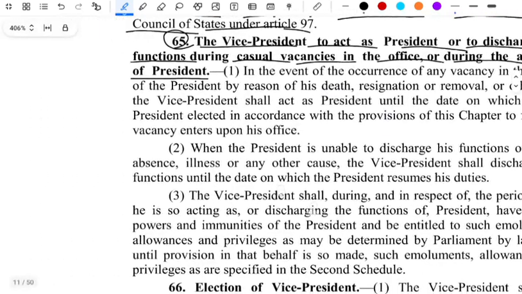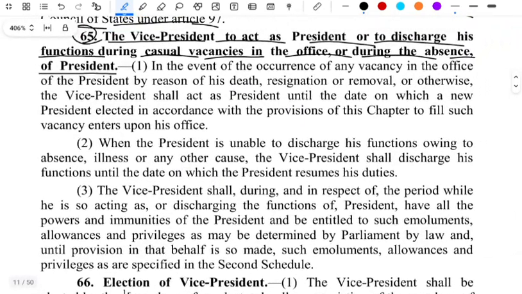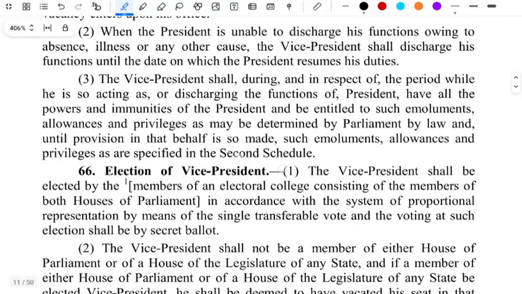Okay, in the event of the occurrence of any vacancy in the office of the President by reason of death, resignation, removal, or otherwise, the Vice President shall act as the President until the date on which the new President is elected in accordance with the provisions of this chapter to fill the vacancy. So when the President is unable to discharge his functions owing to absence, illness, or any other cause, the Vice President shall discharge his functions.